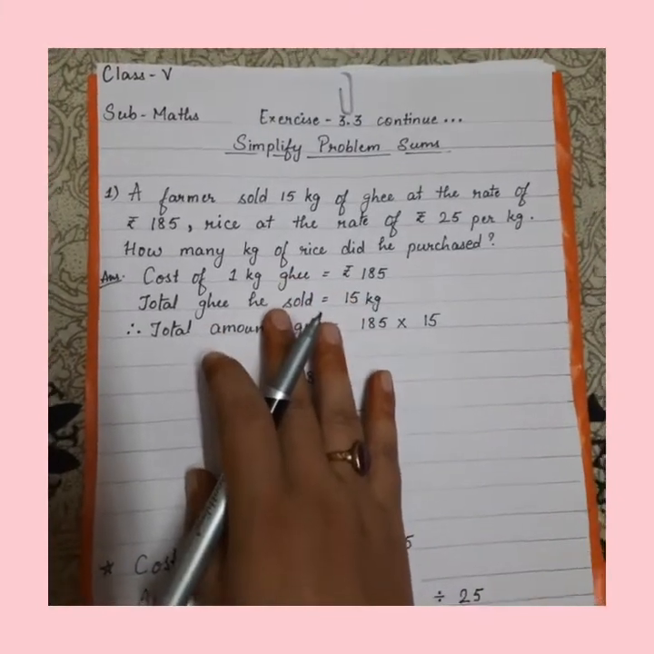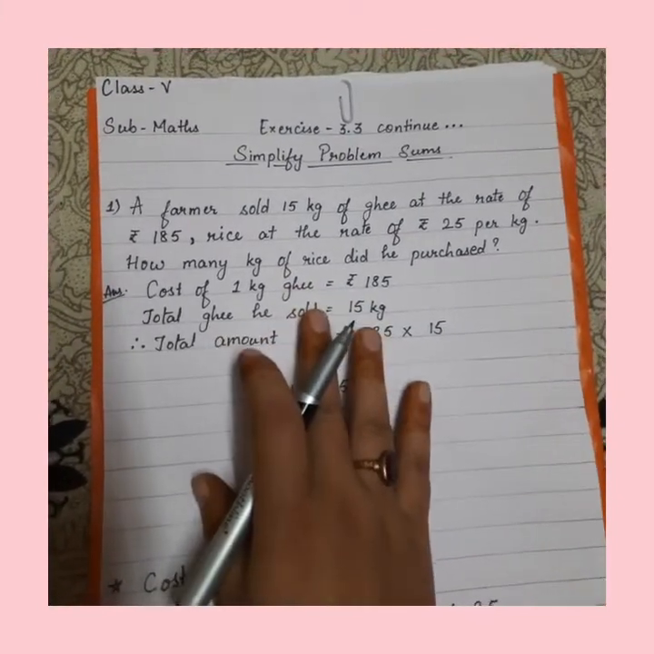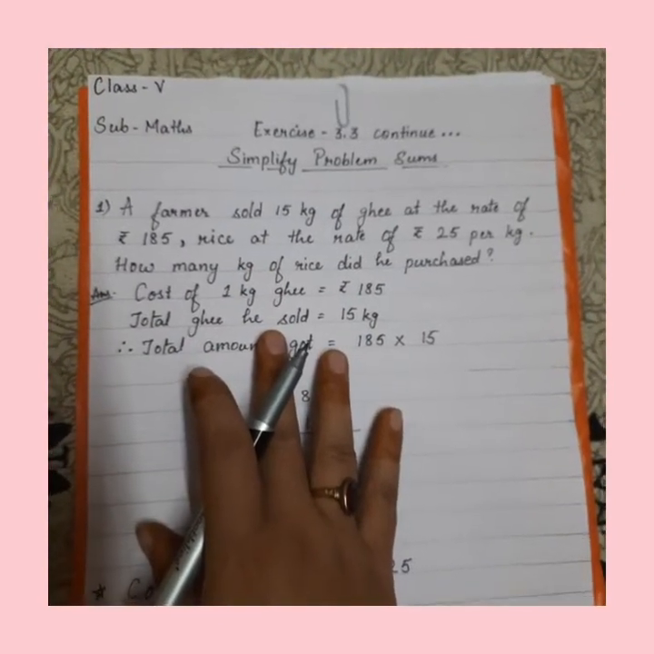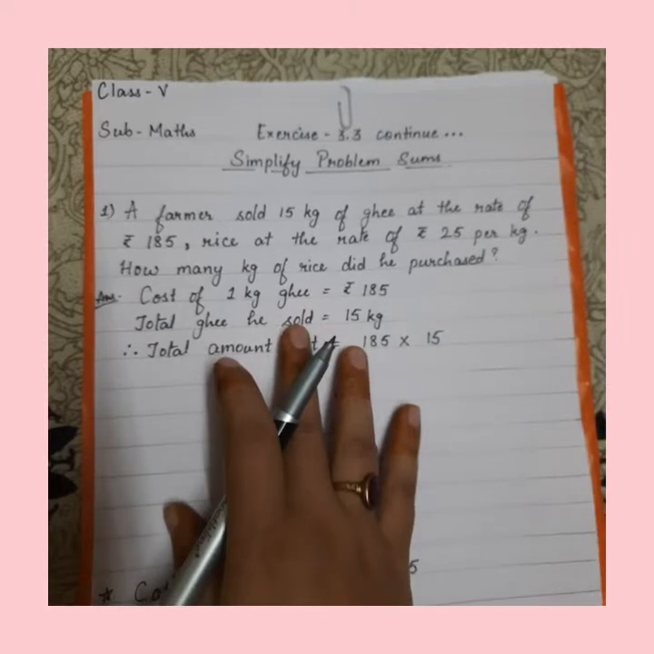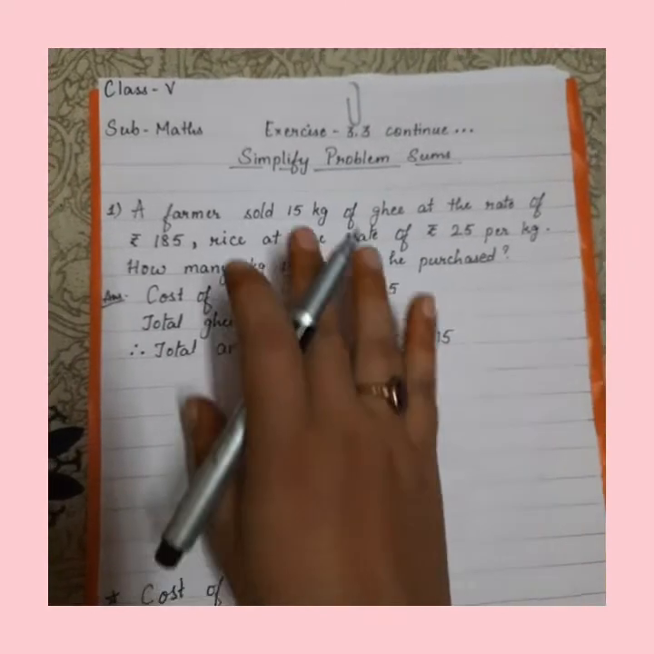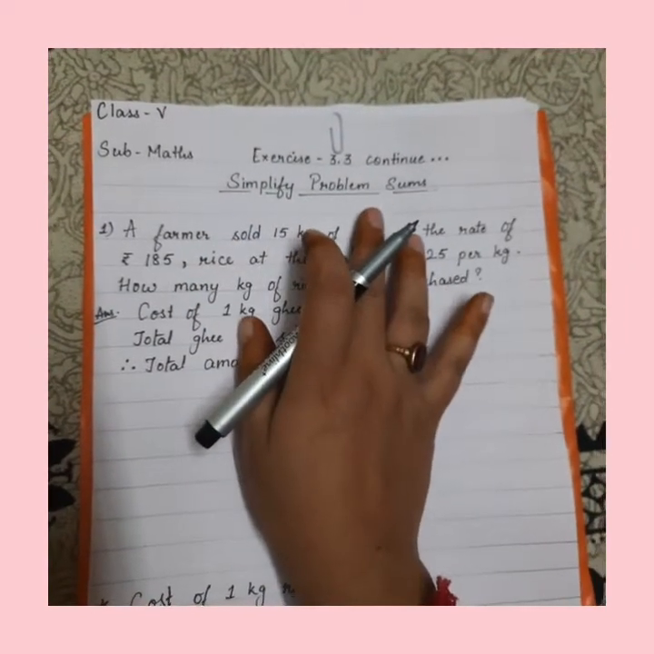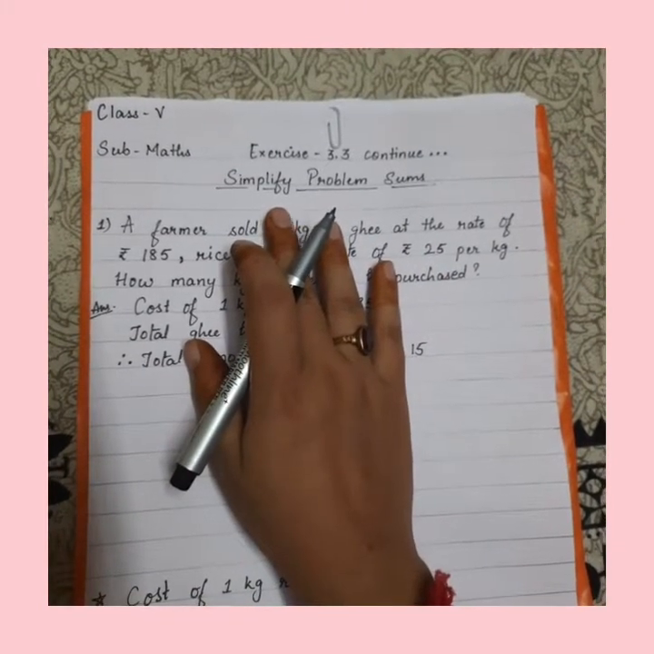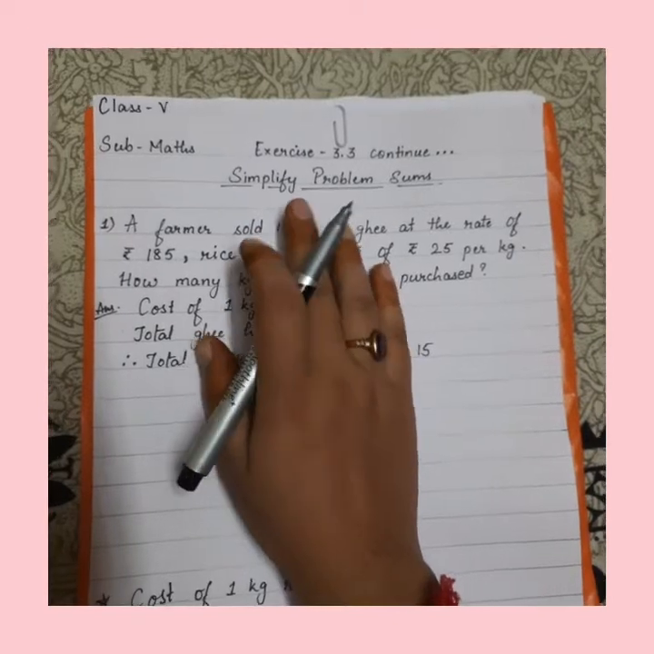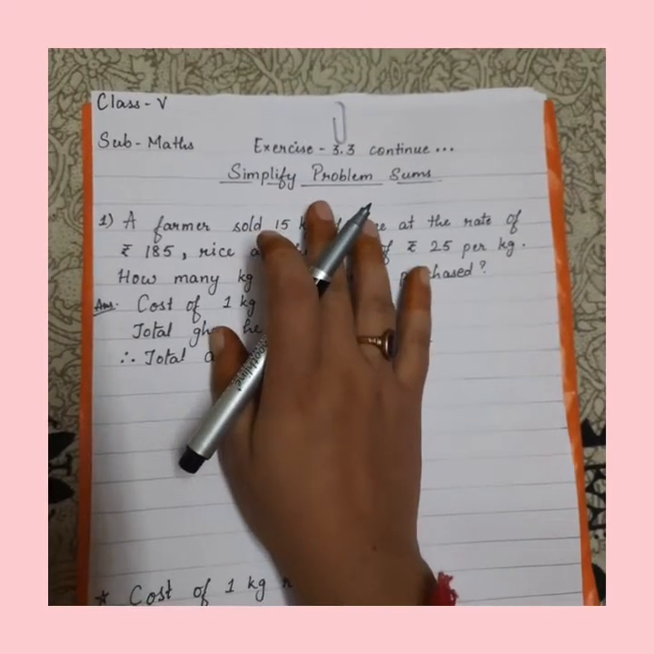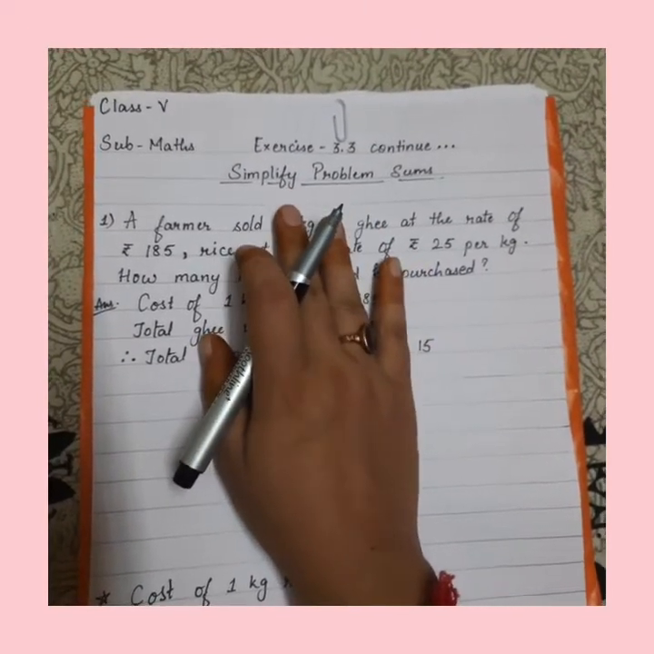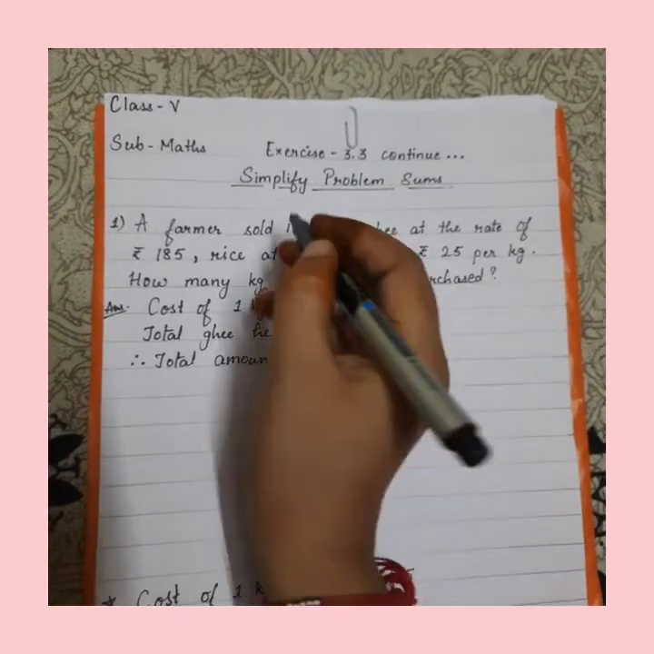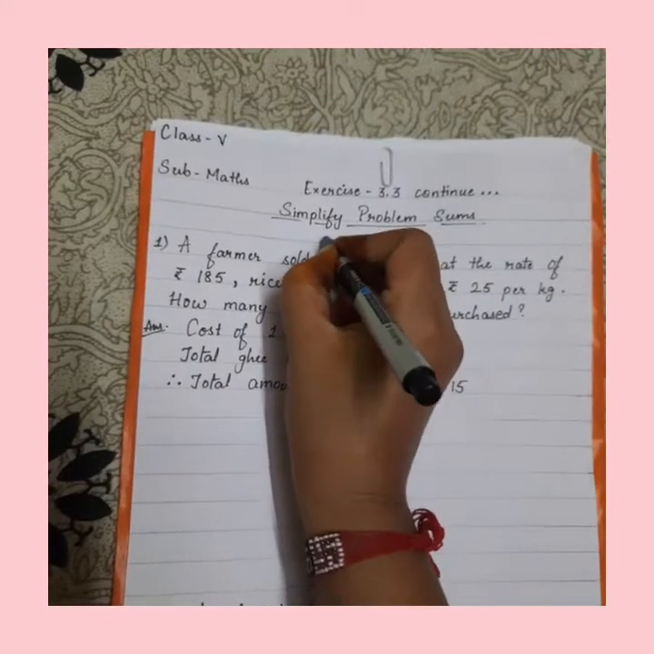In our previous video, we have done the problem sums which were based on multiplication and division. Now, these last two sums are based on simplify problem sums. As we have already done simplify type sums where we were using the DMAS rule. DMAS means division, multiplication, addition and subtraction, that is DMAS.